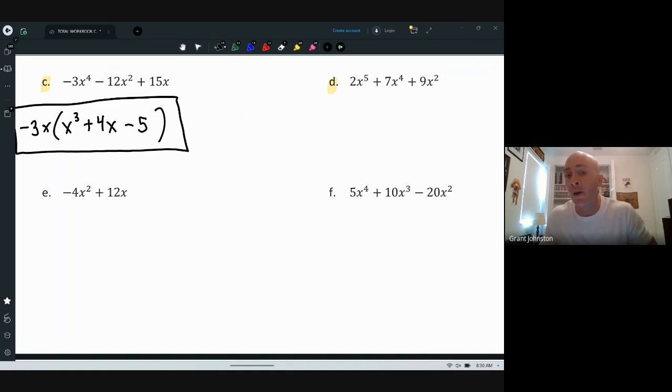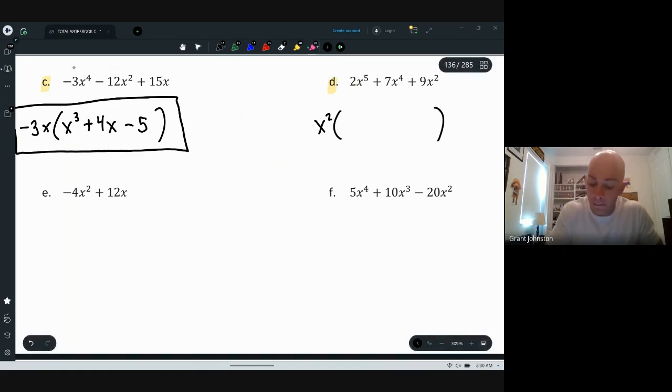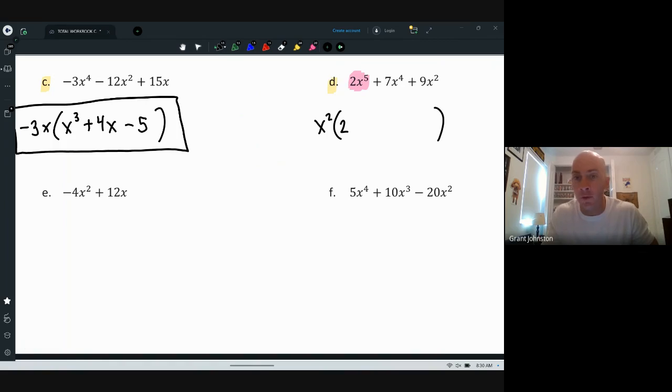So now we can just look at the variables. So I have an x to the 5th, an x to the 4th, and an x to the 2nd. The greatest number of x's I can factor would just be 2 of them. So I'm going to factor out an x to the 2nd. So this first term is still going to have a 2 on it because I wasn't able to factor any sort of number out. I would need an x to the 3rd here. That would give me the 2x to the 5th.